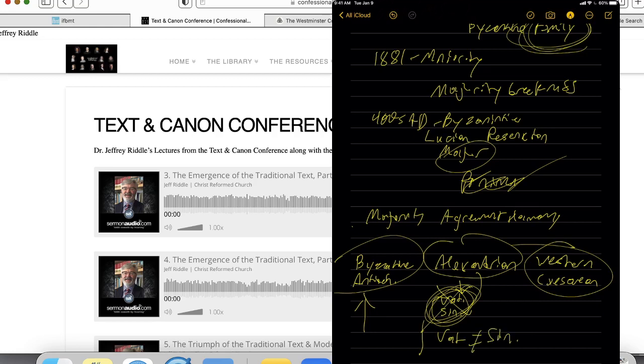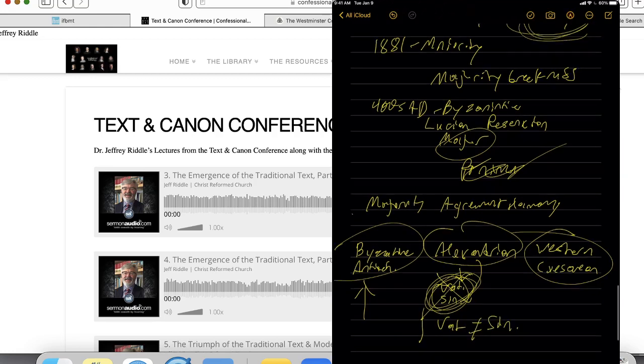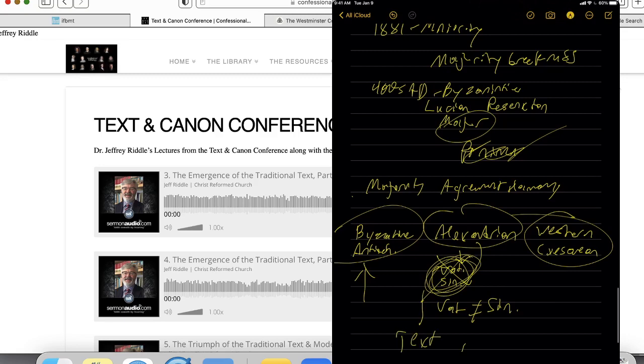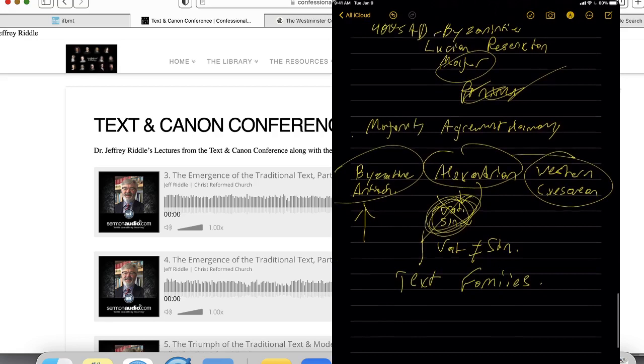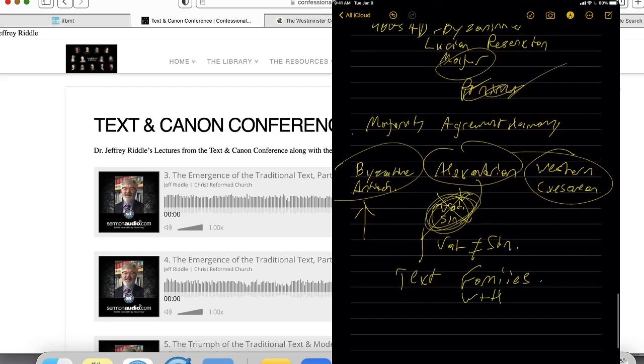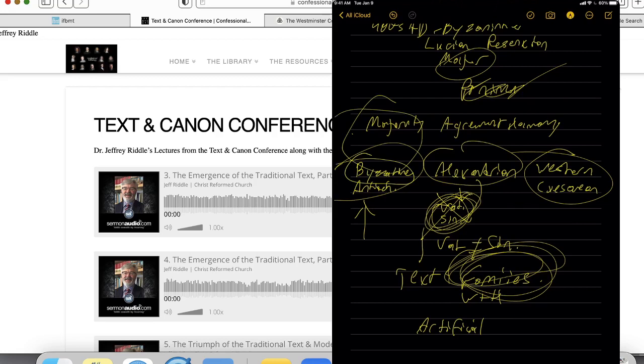So this idea of text families was largely popularized by Westcott and Hort. And I think this distinction is largely artificial. And so I'm not really a proponent of the Byzantine family text. I do think the Byzantine text is largely superior to the critical text.